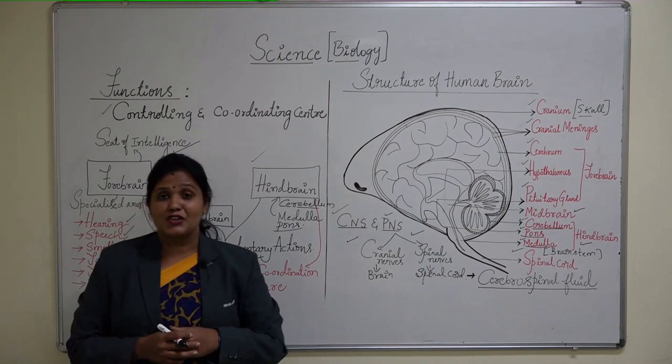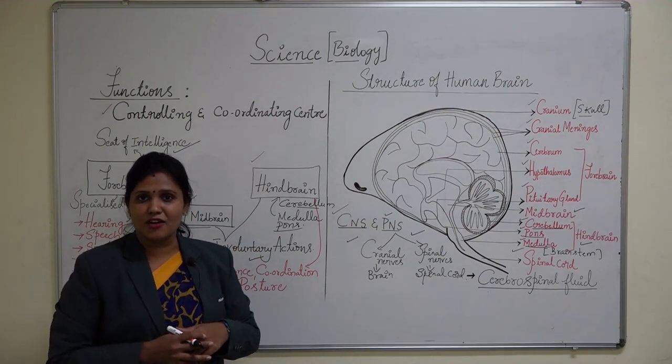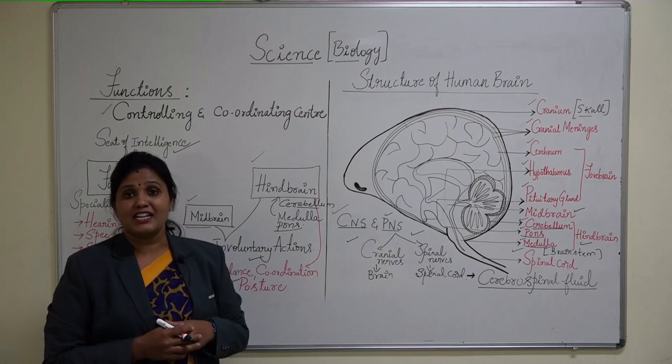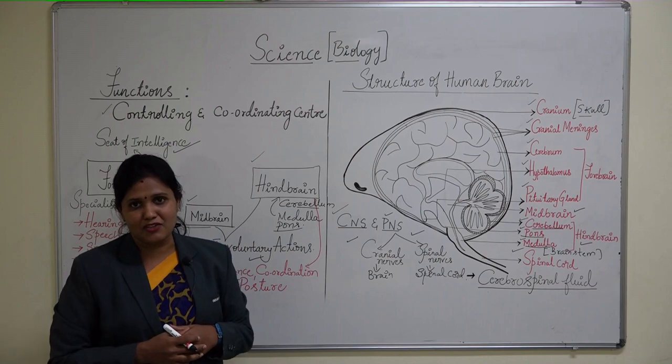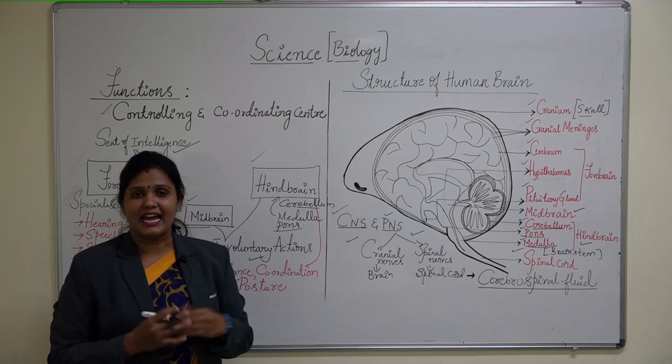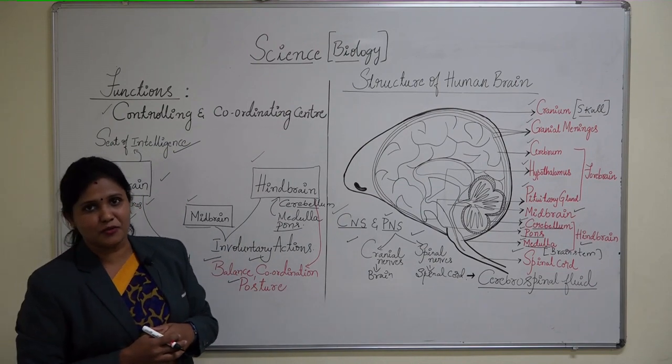To sum up, the human brain is the command center of the human nervous system. It receives signals from the body organs and sends out information to the muscles. That's about the structure and functions of the human brain.